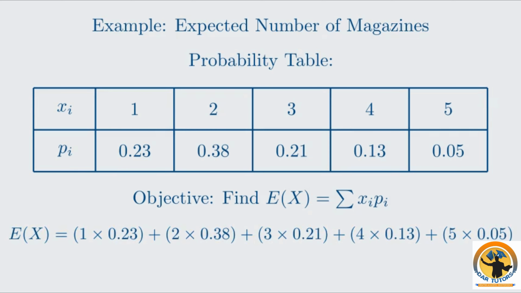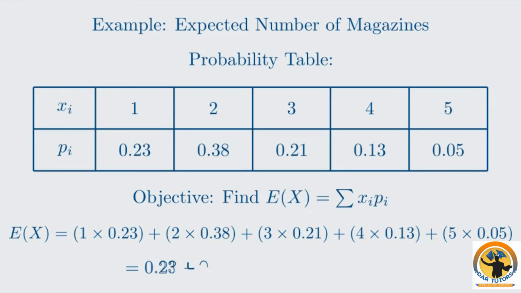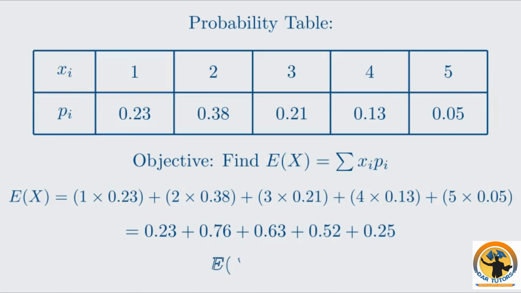Let's calculate the products. That's 0.23 plus 0.76 plus 0.63 plus 0.52 plus 0.2. Adding these up gives us our final result. The sum is 2.39, so the expected number of magazines a customer will buy is 2.39.